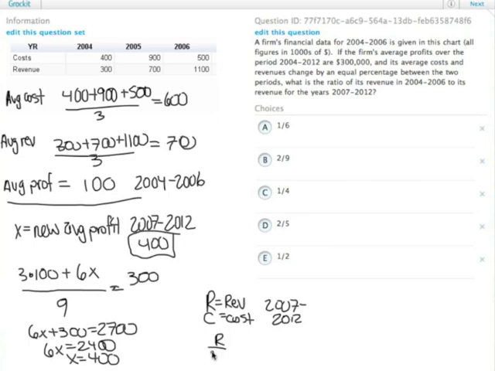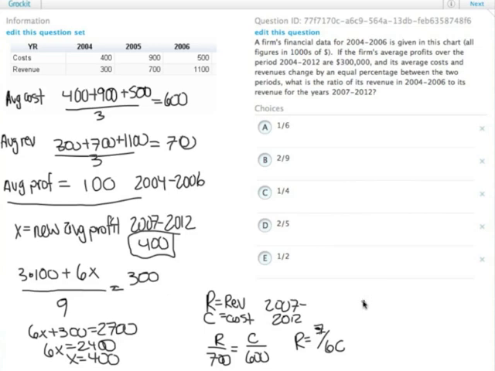So the new revenue to the old revenue is going to be equal to the new cost versus the old cost. We simplify, cross multiply and simplify. The revenue, for the entire time, 2004 to 2012, is 7/6 of the cost. So we're almost there.